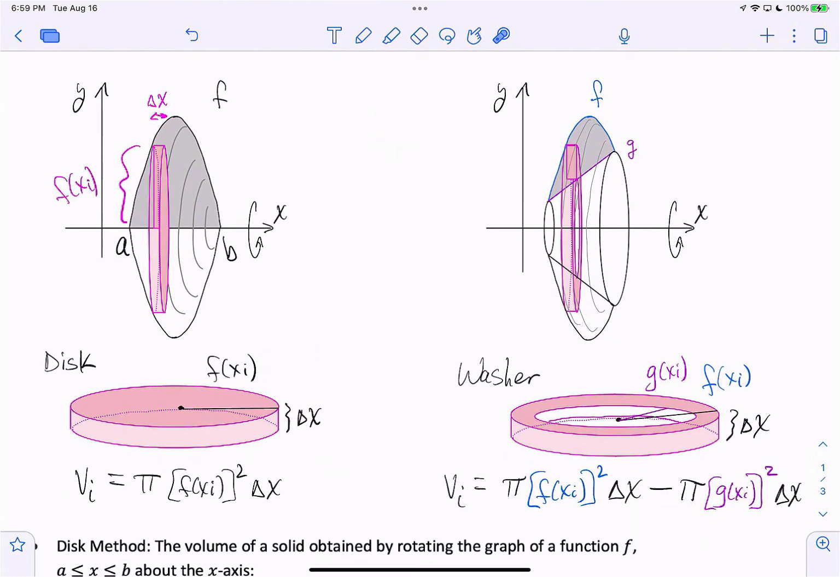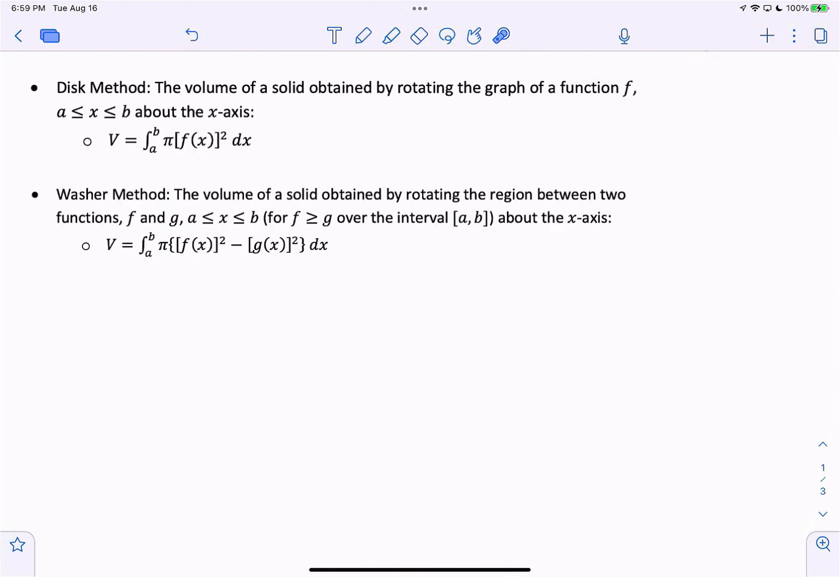That's what we're doing. More formally, the washer method says that the volume of a solid obtained by rotating the region between two functions, f and g, where f is bigger than g, over an interval from a to b, about the x-axis, is V equals the integral from a to b of pi times the outer function squared minus the inner function squared, whole thing times dx. And of course, we'll see examples of this in this series of videos as well.